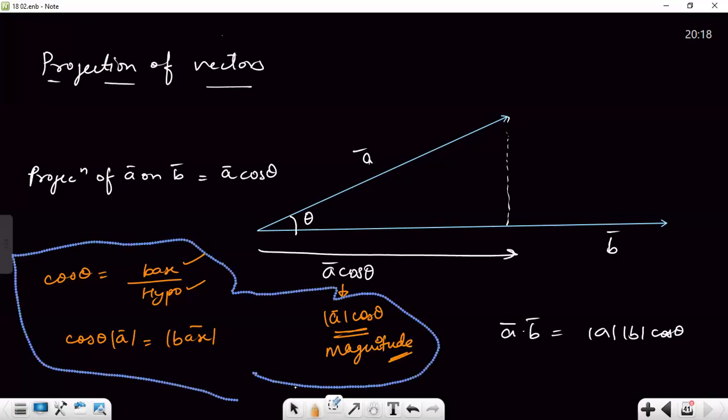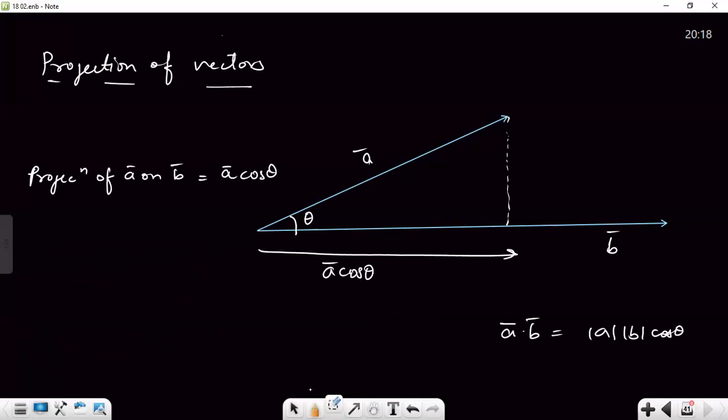Is this clear now? Yes or no? Yes, sir. Clear, sir. Okay. So it's the magnitude that we are taking. So the formula for this comes out as: projection of vector A on B is A dot B. You simply take the dot product and divide it by the magnitude.